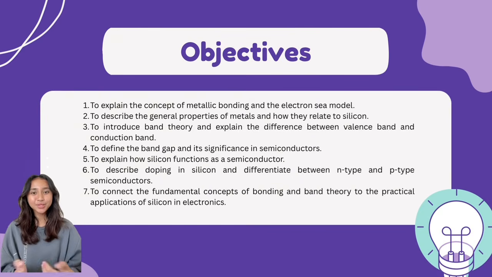We'll be explaining the critical difference between the valence band and the conduction band, and why the band gap is the defining feature of semiconductors. Finally, we will explore how we can engineer silicon through a process called doping to create N-type and P-type materials. By the end of this video, you will exactly see how these microscopic bonding concepts make our modern electronic world possible.